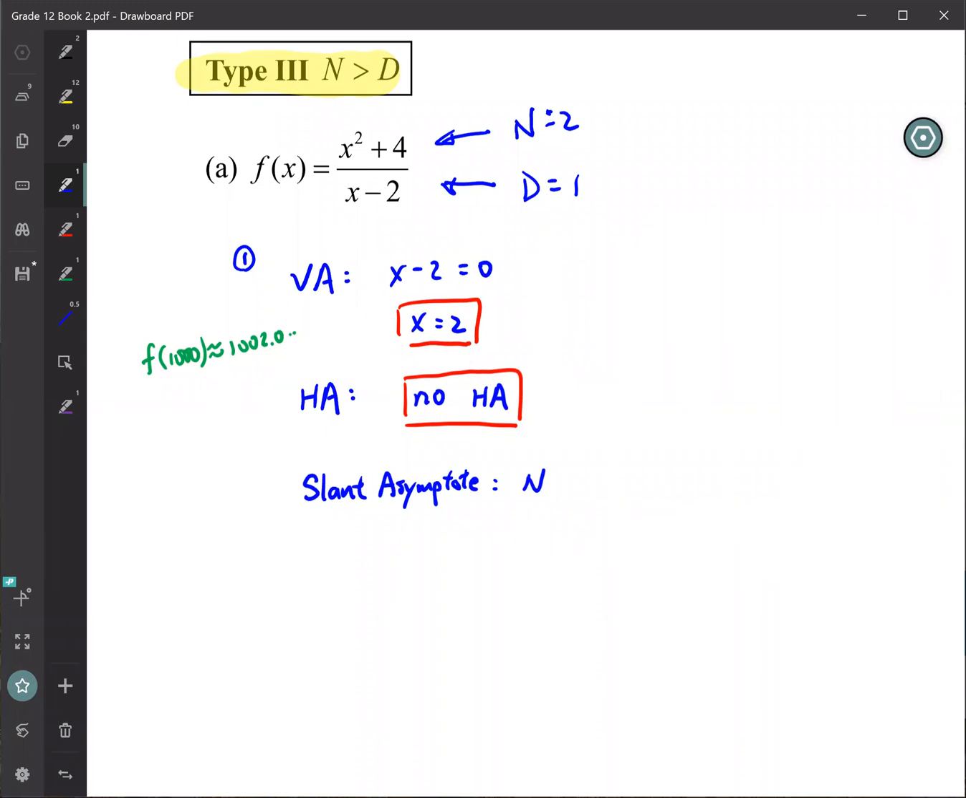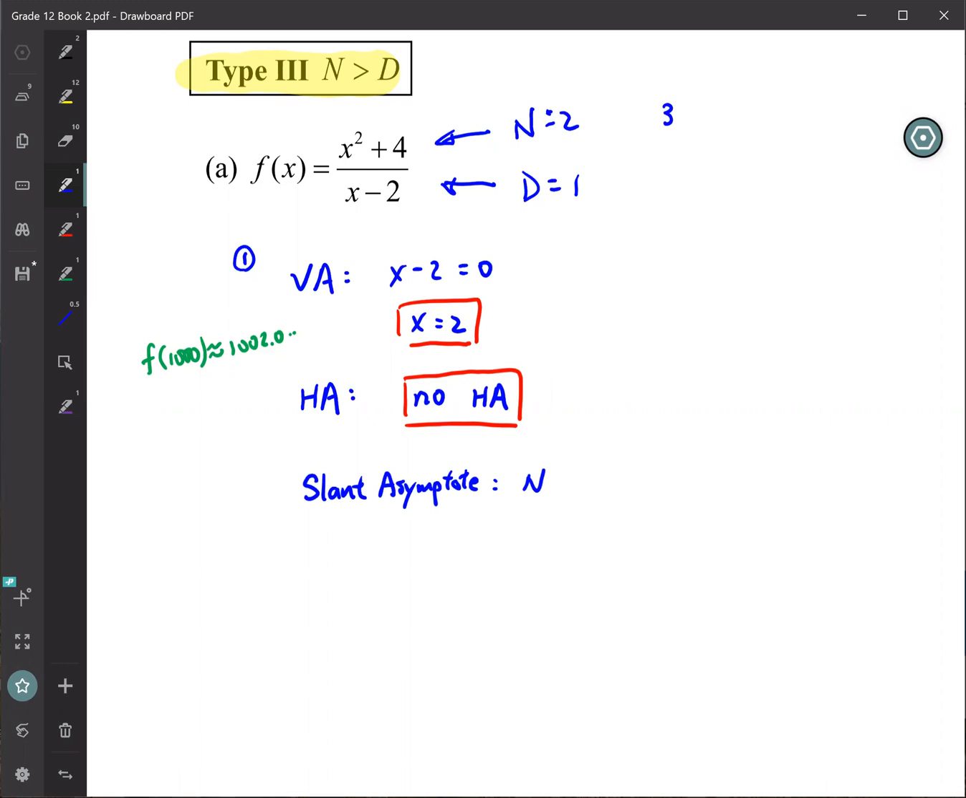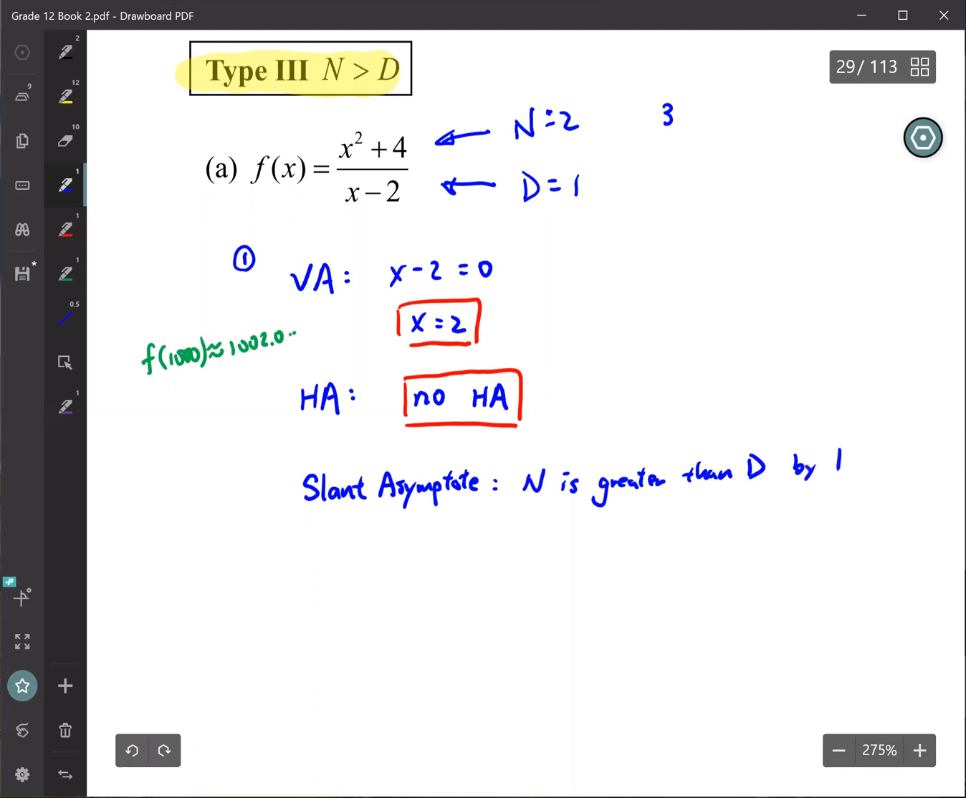For example, this one has n equal to 2 and d is 1, it's only bigger by 1. Or if you have 3 and 2, or 4 and 3, bigger by 1, then you get a slant asymptote. So let me erase that and let's write that down. N is greater than d by 1. That's the rule for getting a slant asymptote. Otherwise, you won't have a slant asymptote.